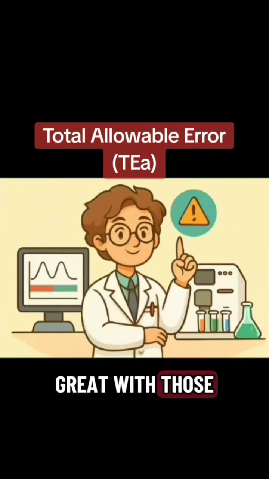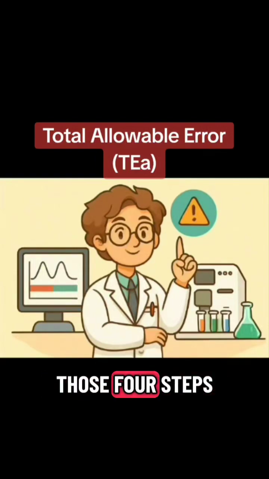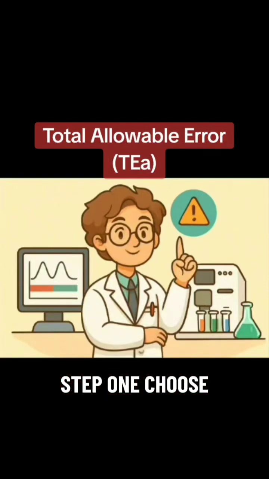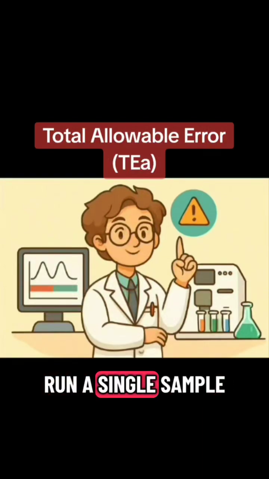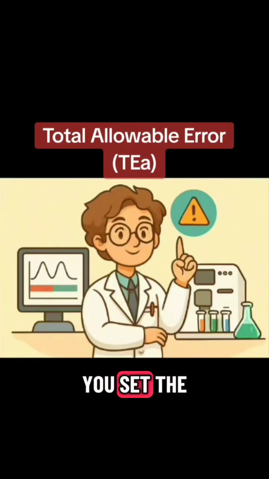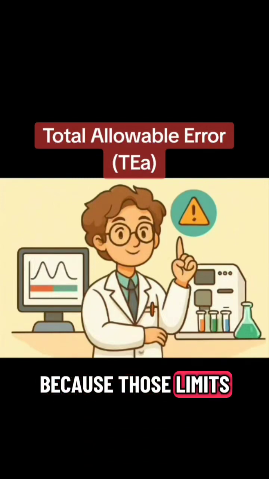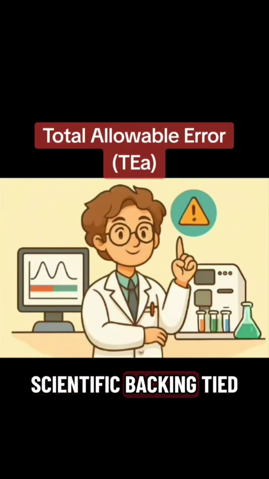Okay, great. With those benchmarks in mind, let's get practical. Let's walk through those 4 steps. Step 1 is choosing the target. Precisely. Step 1. Choose the appropriate T. Before you even run a single sample, you have to define what's acceptable. You set the goalposts first. You have to. And ideally, use sources from an external body like CLIA or Ricos, because those limits have a strong scientific backing tied to clinical outcomes.